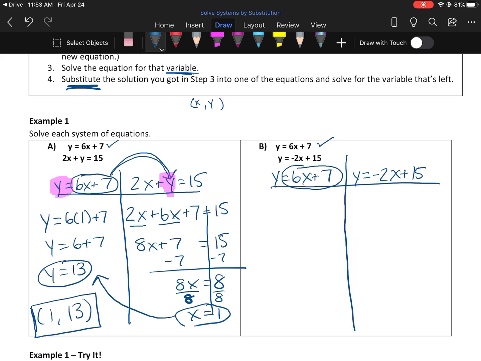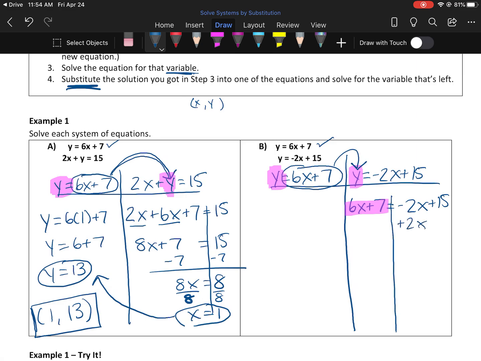And we're going to substitute this in for y. Since it's y equals, it needs to go in for the y here. So I'm going to draw an arrow over here. 6x plus 7, because that's what's replacing my y, is equal to negative 2x plus 15. So again, this is going here. Okay, everything in purple is the same thing. We're using substitution. Now I want to go ahead and solve for x.